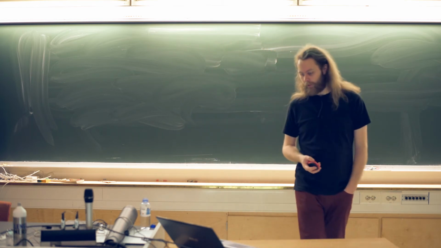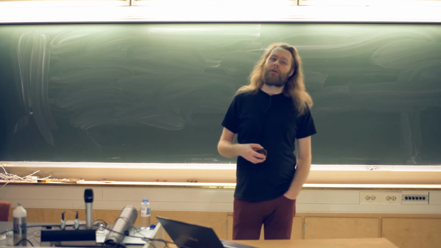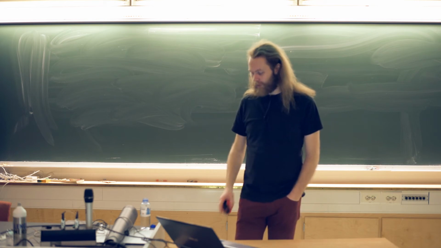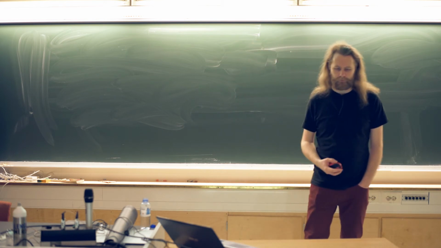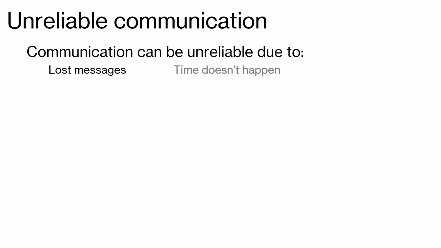So how do we deal with this? How do we make reliable communication from unreliable communication? So let's look at the ways communication can be unreliable, just to refresh our memories here. The classic thing is lost messages. You can think of this as the message doesn't happen. So if we're trying to send something to another node, we can think of this as the time doesn't occur. The time for this message, or the time contained in this message, does not occur.